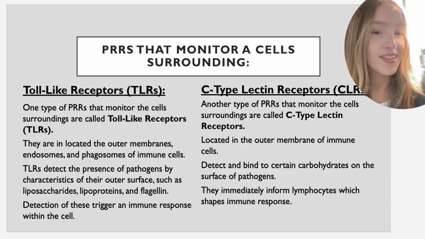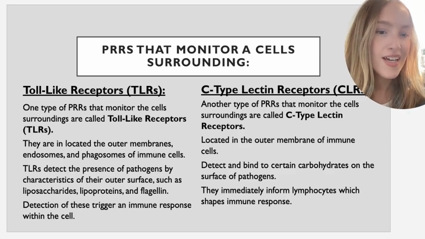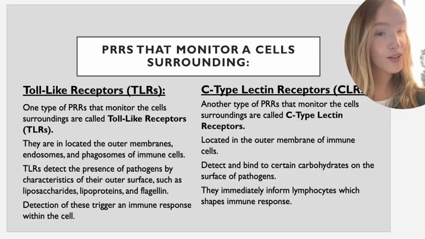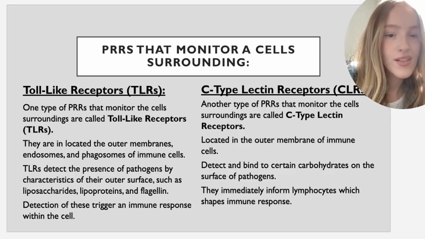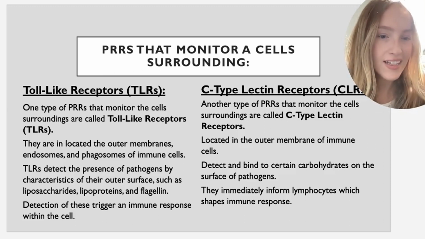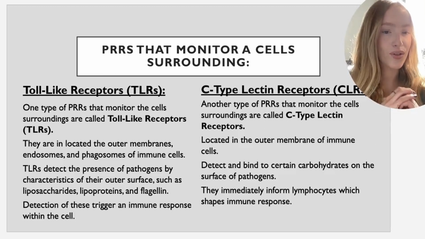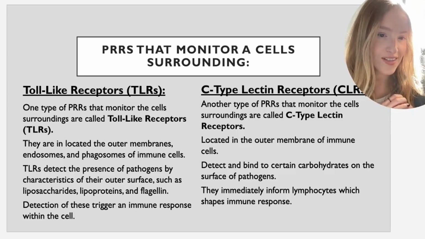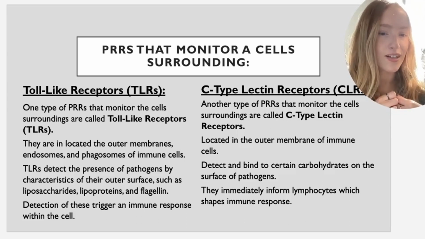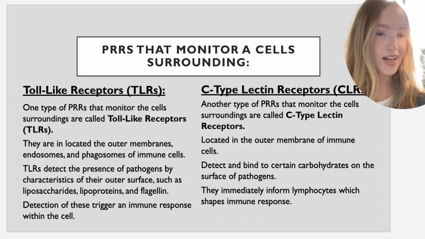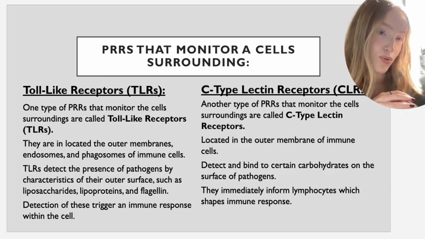The other type is C-type lectin receptors. These are located purely in the outer membrane of the immune cells, and they detect pathogens and bind to carbohydrates on their surface. And by doing this, they're immediately able to inform lymphocytes, which shapes the cell's immune response.